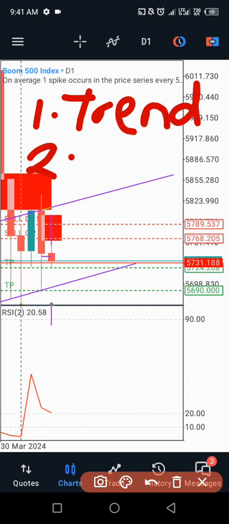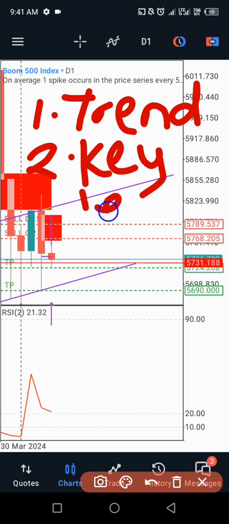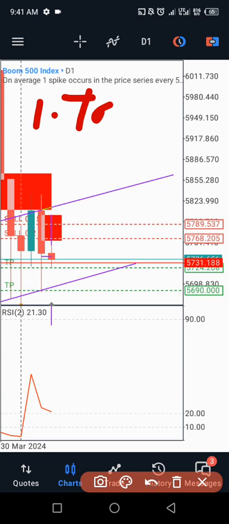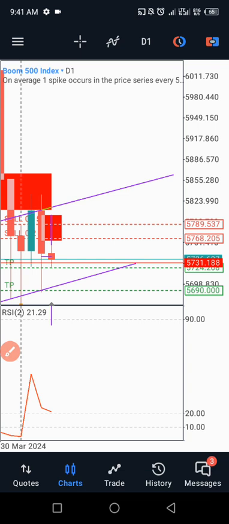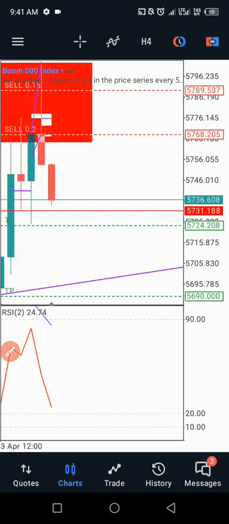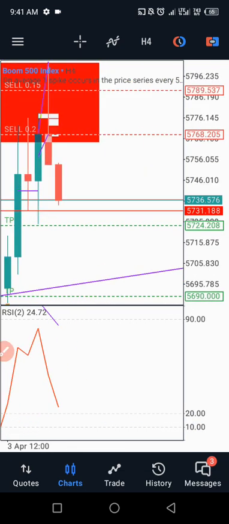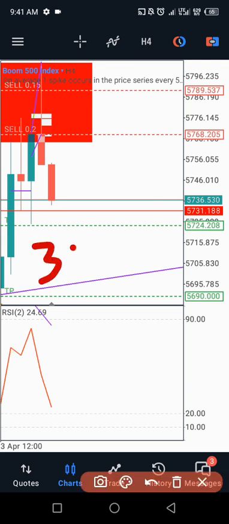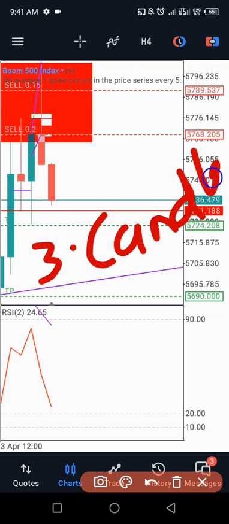So the first thing we said is to determine the trend, which we've done already. This is a downward trend. The next thing is to determine our key level, and we said that is already an order block level or a supply level. Then the third thing, which should be the final thing to note for us to be able to take this trade, is the candlestick pattern. There is always a candlestick pattern you want to look out for.